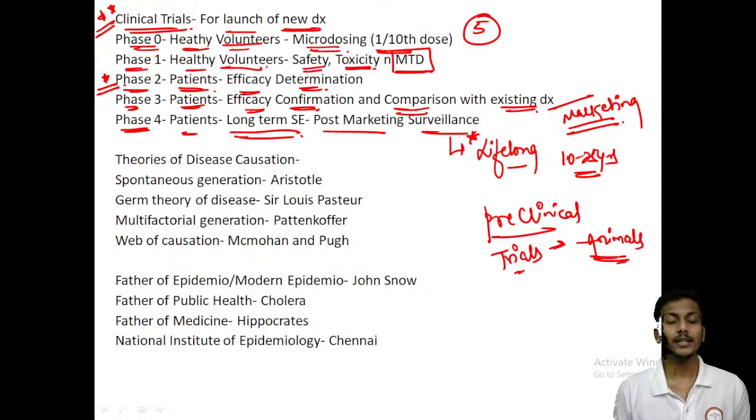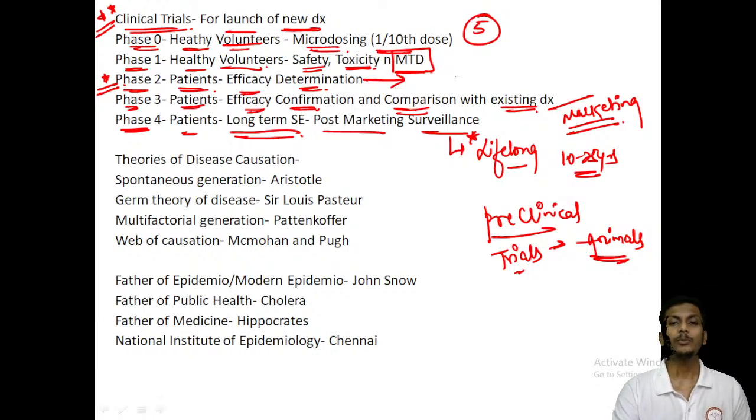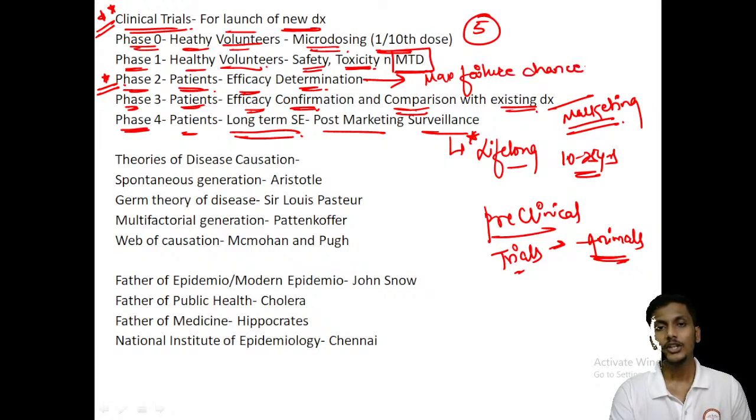Can anybody tell me, I asked a question about clinical trials, in which phase are the maximum failure chances? No, not phase 3. Please remember, it is phase 2. Maximum failure chances are seen in phase 2.